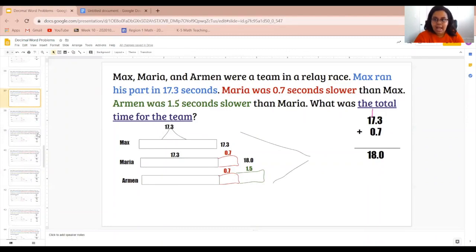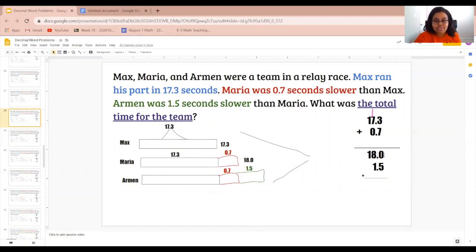Now, we still have to figure out Armin's time. To figure out Armin's time, we know that he's almost the same as Maria. In fact, the only difference between Maria and Armin is that Armin took 1 5/10 more time to finish than Maria did. So I now know that I need to add 1 5/10 to 18 to figure out what Armin's time was. To do that, I'm going to add again.